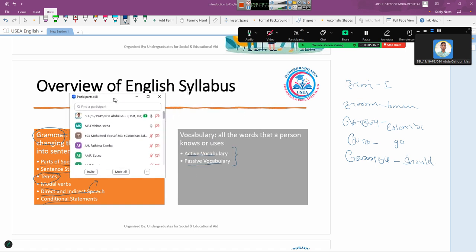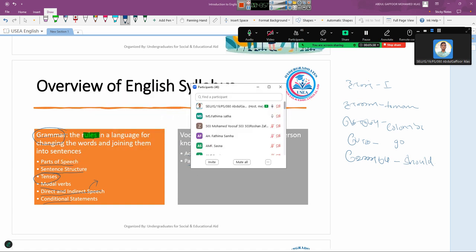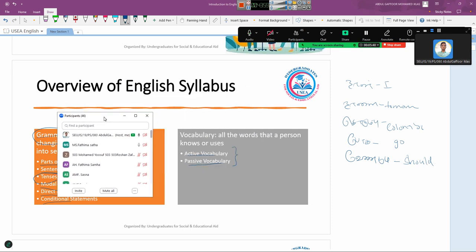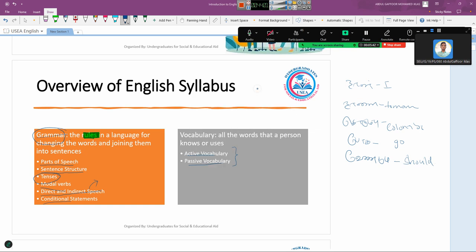So the vocabulary list may comprise both active vocabulary and passive vocabulary. What is active vocabulary? Active vocabulary means the words that we use in our day-to-day conversation. For example, in Tamil, how many words do we have? We have many words, right?